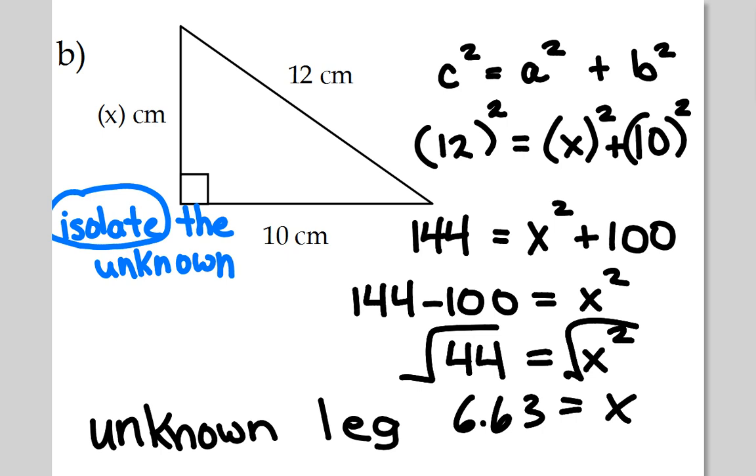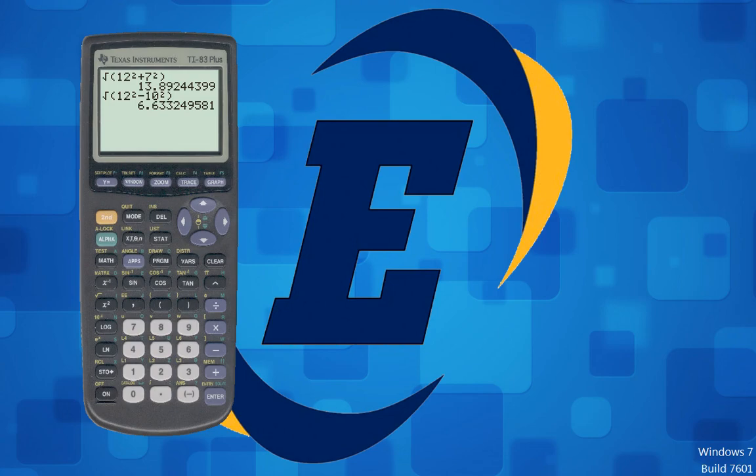Okay, so there's the solution, 6.63 after square rooting. Now I'll just show you some shortcuts. I'll show you some shortcuts on the calculator. Alright, so let's go back to the lesson.